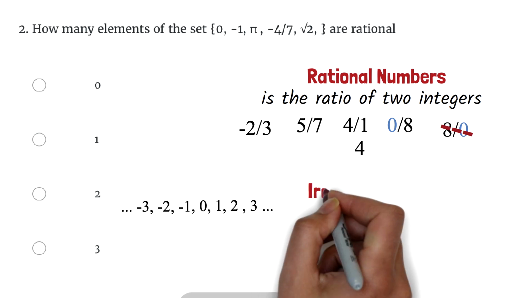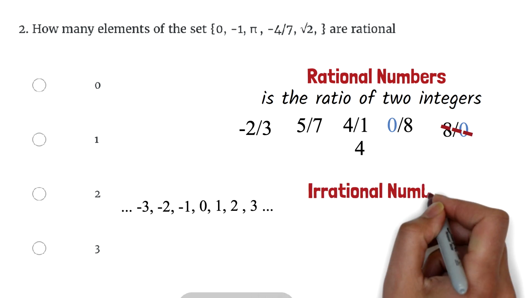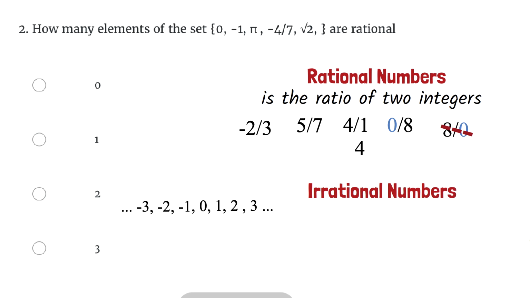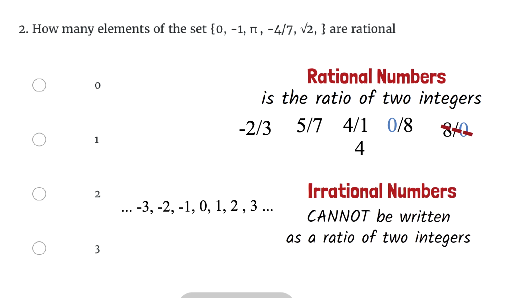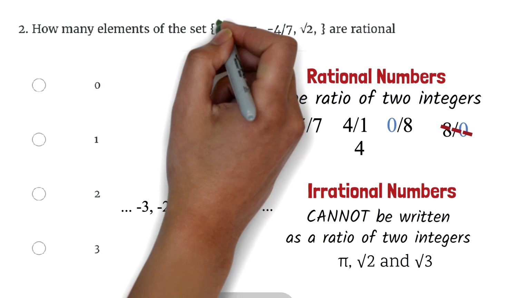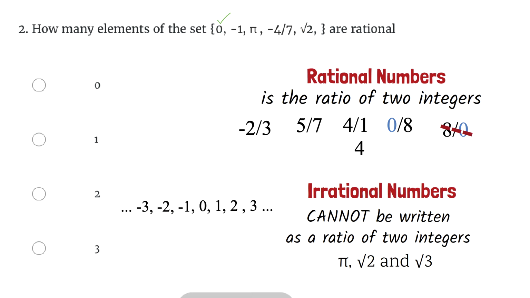Moving on, irrational basically means not rational. You cannot write it as a ratio of two integers. The most common irrational numbers you'll find on the GED are pi, √2, and √3. Let's look at our question now. So 0 is a rational number. We know we can write 0 as 0 over 8, or 0 over 1, or 0 over 1000. 0 over any number is 0.